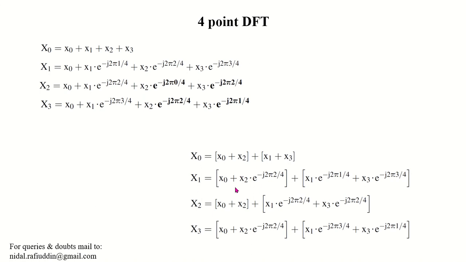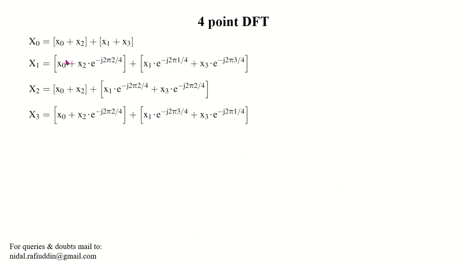And again, x1 can further be written as x0. So if you look into this expression, x0 plus x2 e raised to power minus j, the term is brought and grouped with x0, the terms associated with x1 and x3 are grouped together here, then again in x2, and then again the same thing is adopted in x3. And now we further simplify this.